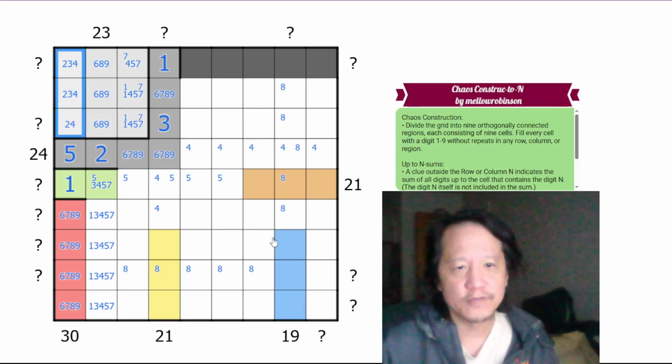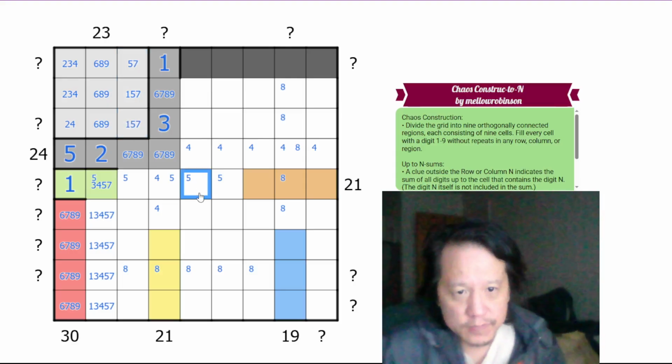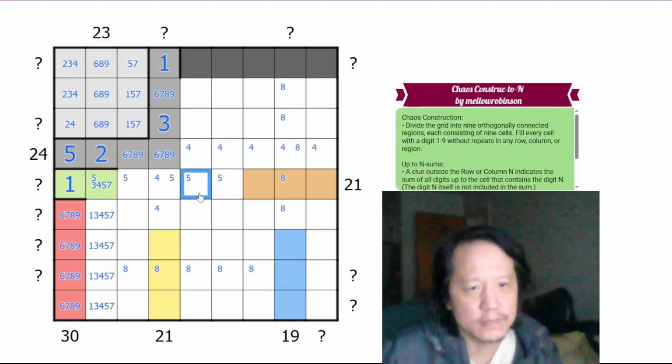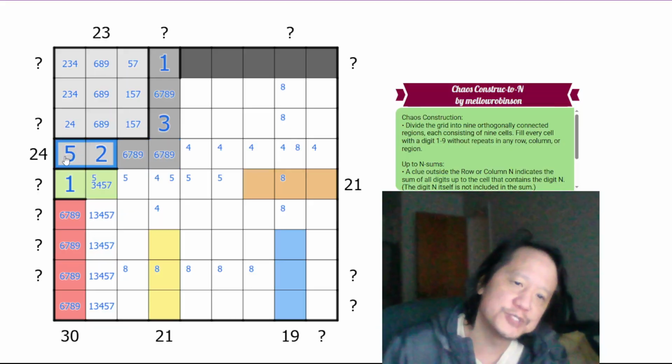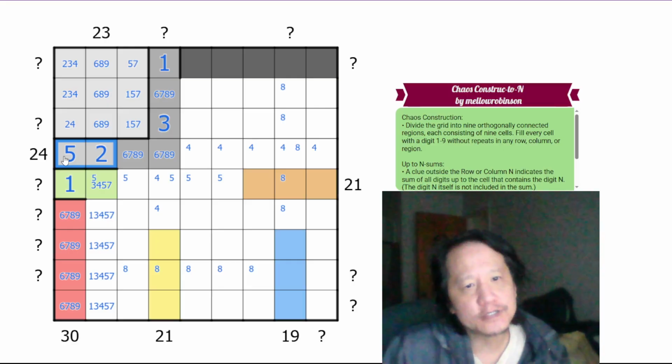This can't be 5. This becomes a 2, 3, 4 triplet, which eliminates 2, 3, 4 in the rest of the region. So this is 1, 5, 7. Obviously, this can't be 1. To add up to 24, we have 7 here. Remaining digits are 6, 7, and 8 possible.